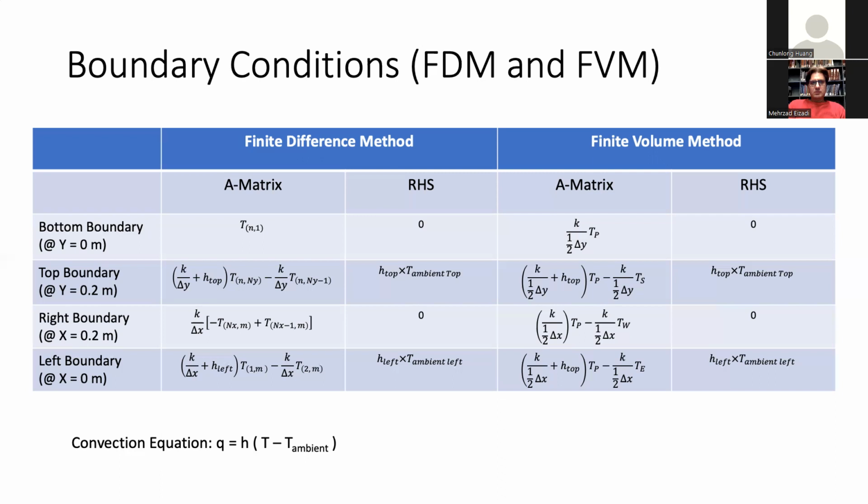Similarly for the left boundary, it uses the convection coefficient for the left side, and the top uses the top side. And for the finite volume method, the way we get this discretized form of the equation is also through a backward difference method as well.